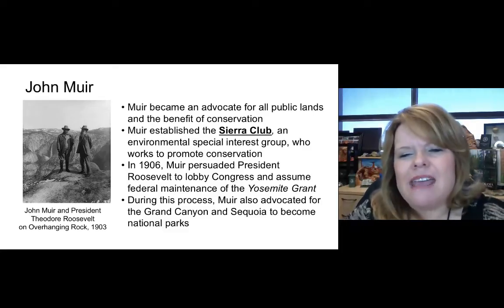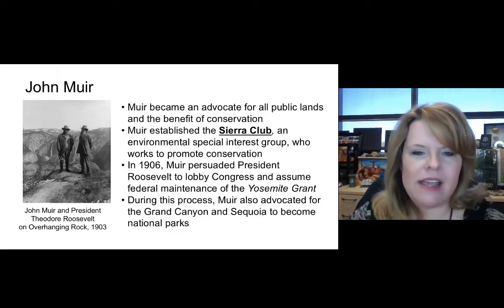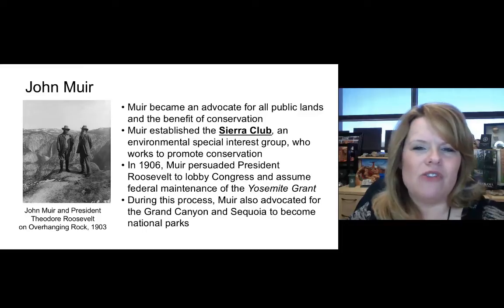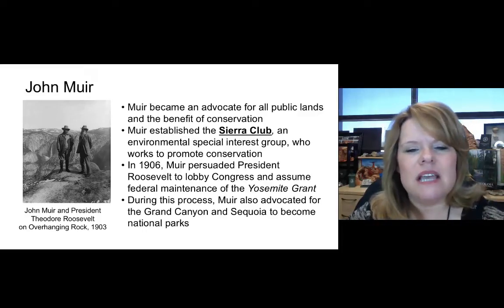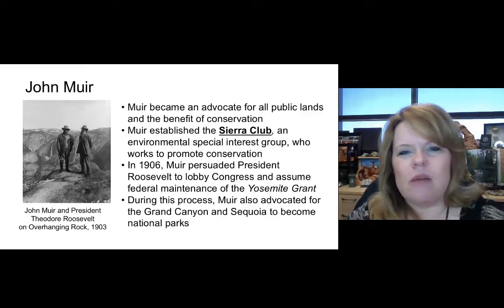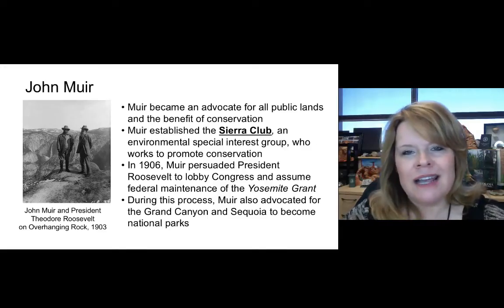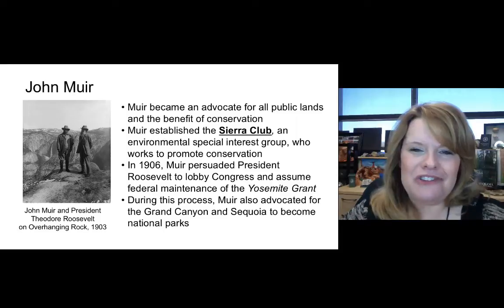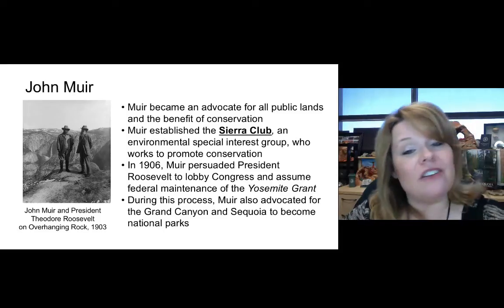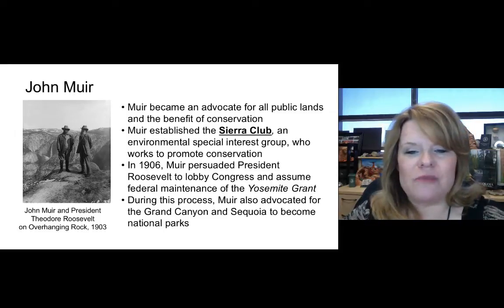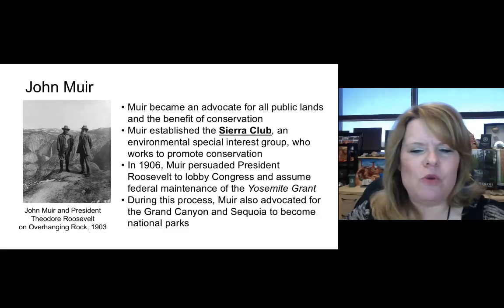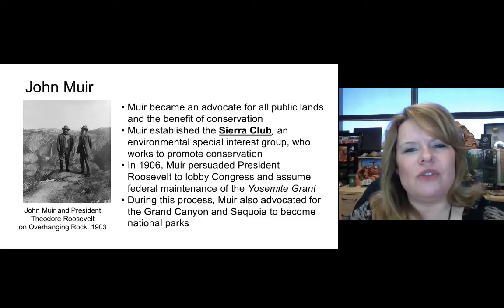John Muir became an advocate for all public lands and the benefit of conservation for ecosystems. He established the Sierra Club, which is one of his most famous doings in terms of how he managed to pursue activism in the area of conservation. So this is a special interest group who works to promote conservation, and they still do today.